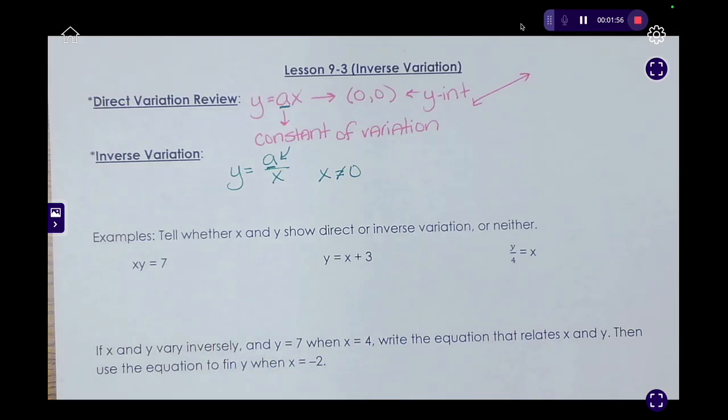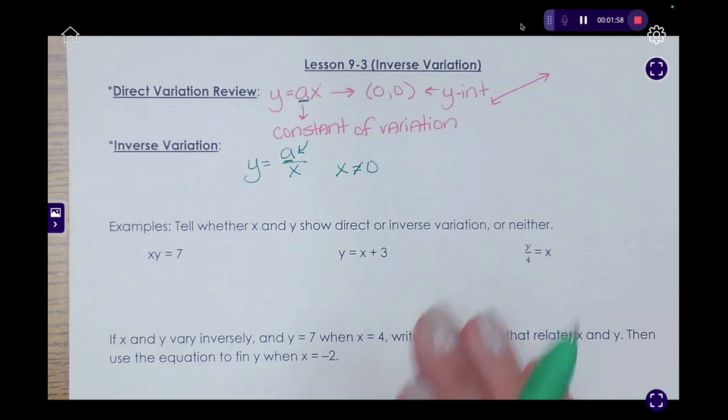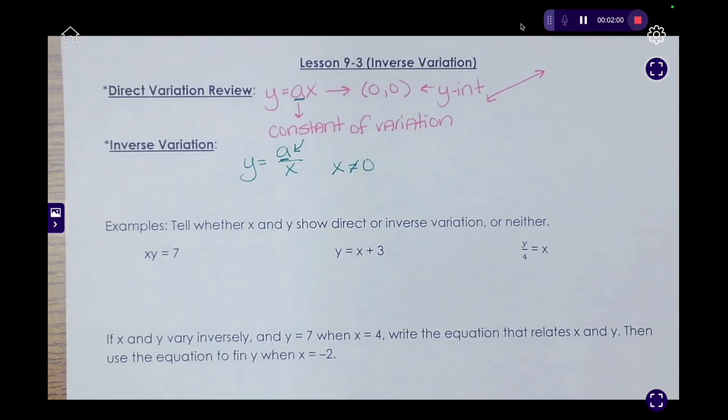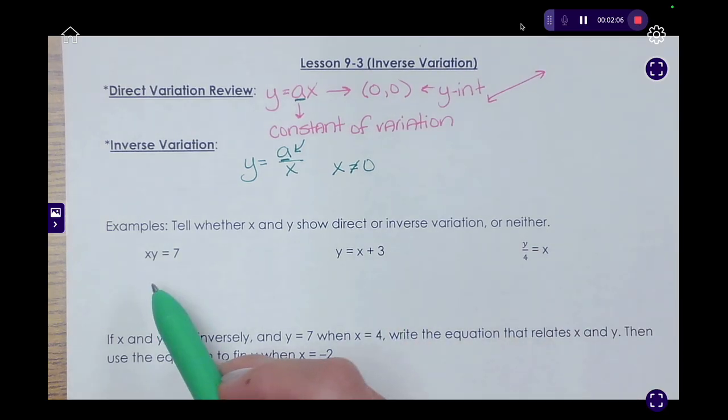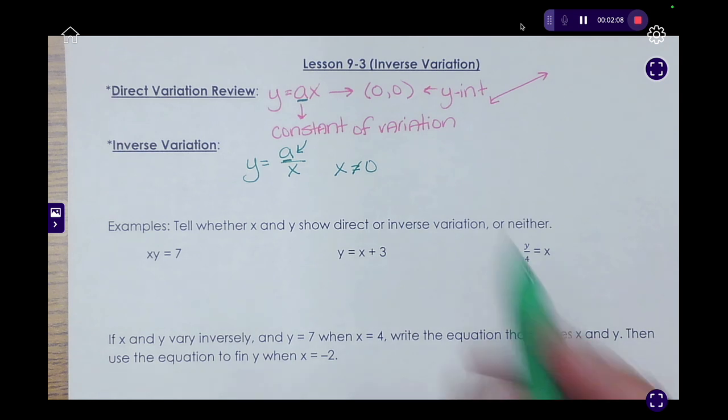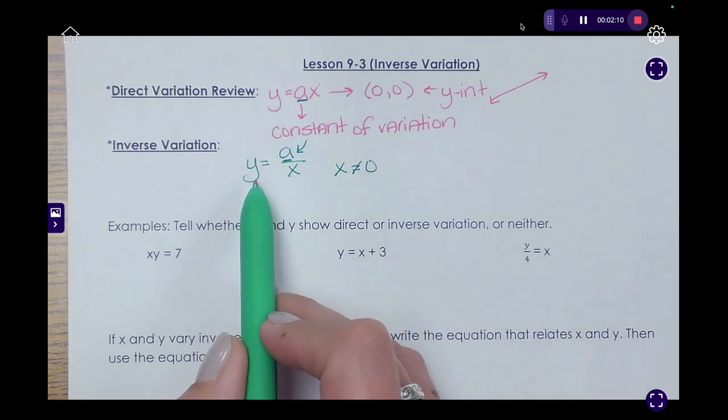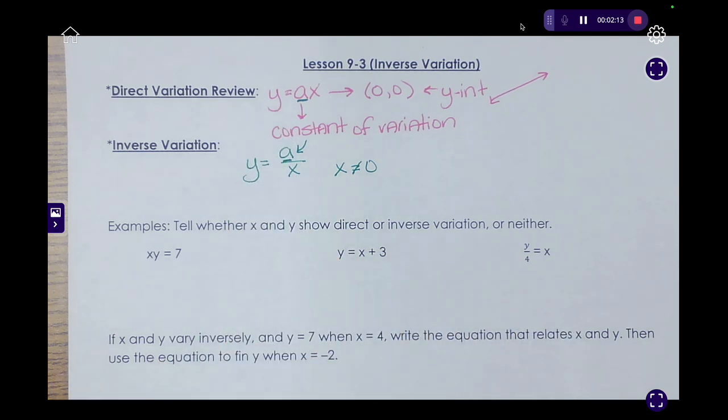All right. So we're going to look at it first and make sure you can look at an equation and say, is this direct or inverse variation? Or it could possibly be neither. It doesn't have to be one of those. So the way that you're going to do this is we're going to get y by itself, because when I look at my equations, I have y by itself. So I'm going to solve for y.